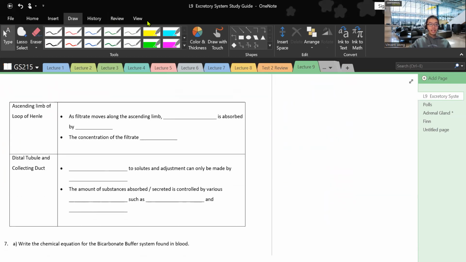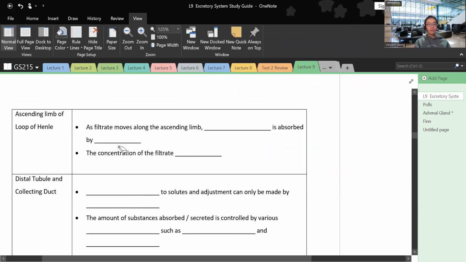So, ascending limb of the loop of Henle. As filtrate moves along the ascending limb, sodium and chloride are absorbed by active transport. The concentration of the filtrate decreases as it goes up.